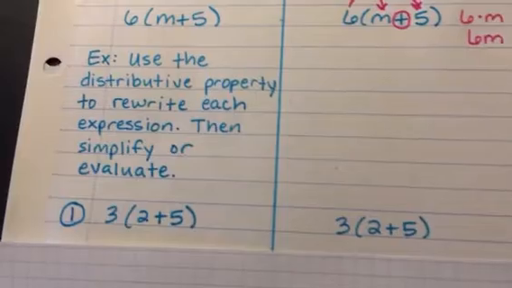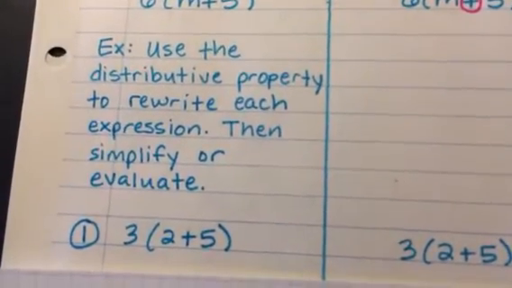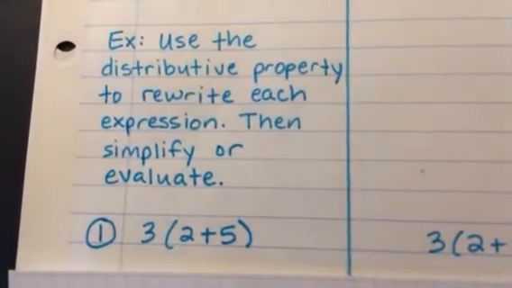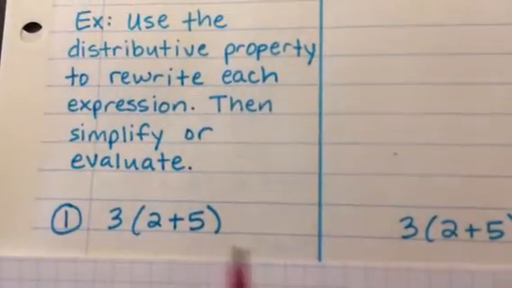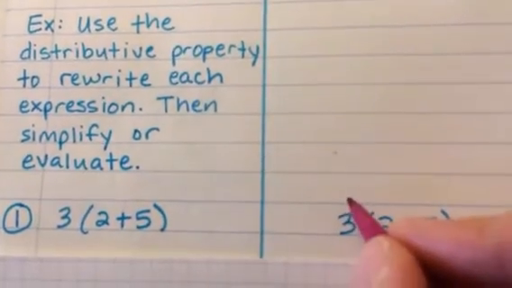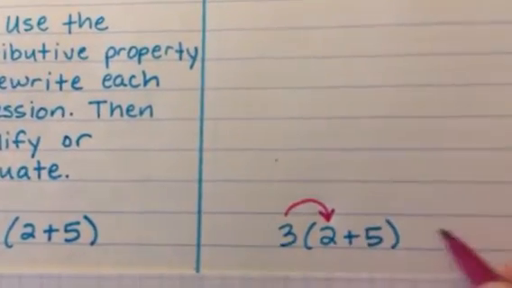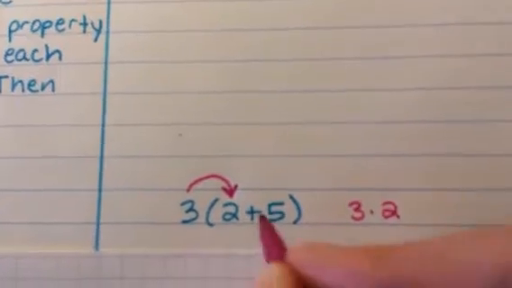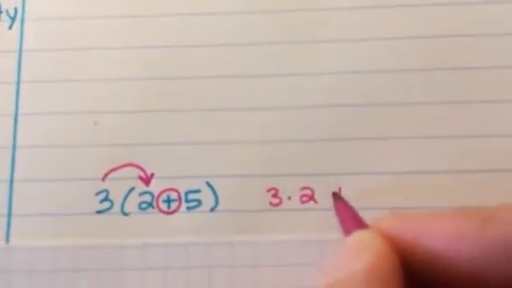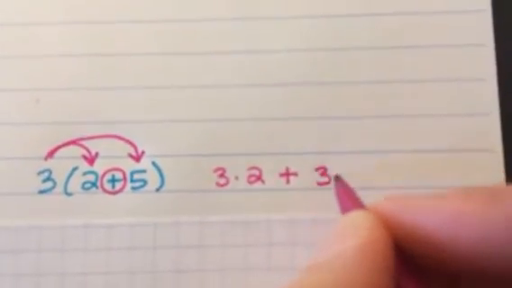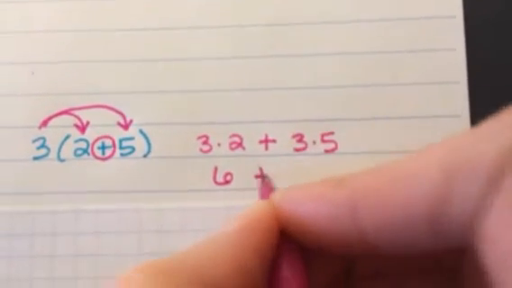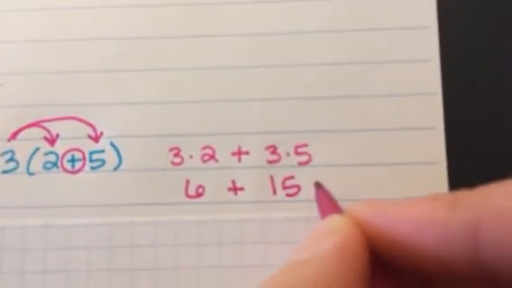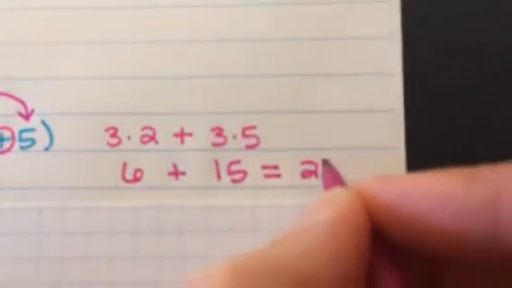You will be asked to use the distributive property to rewrite each expression, then simplify or evaluate. So in number 1, we have this expression, and the first thing we're going to do is take 3 times 2 plus 3 times 5, which is 6 plus 15, and that is 21.